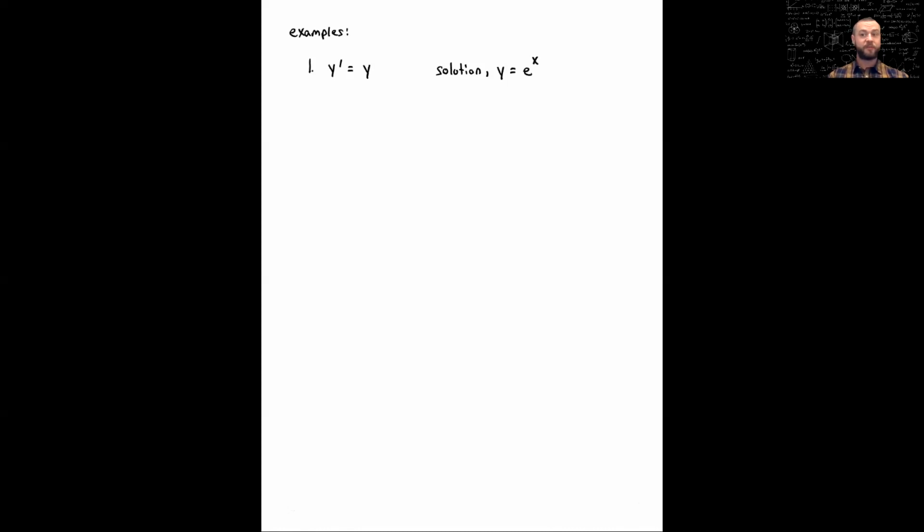Now, that's just building off of your knowledge of derivatives from Calc 1. In a little bit, we'll see how we can solve this differential equation in a systematic way to arrive at that solution y equals e to the x. But that's something for the next topic in our course, not for our introduction.